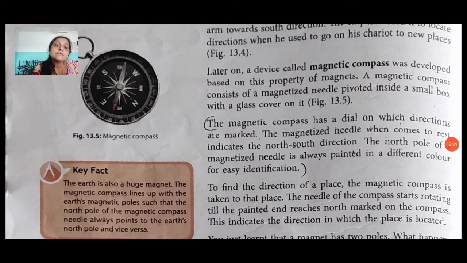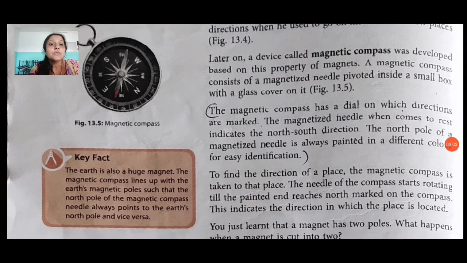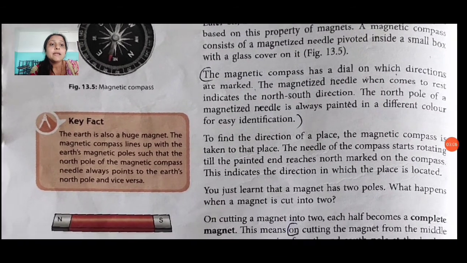To find the direction of a place, the magnetic compass is taken there. That means the compass is used to find out direction. Here you can see in the magnetic compass N, S, W and E, the names of the directions north, south, east and west. According to these directions, people use this compass to find the directions.